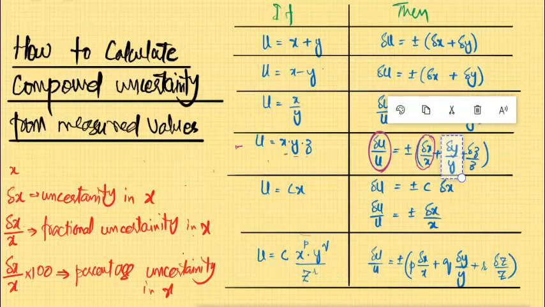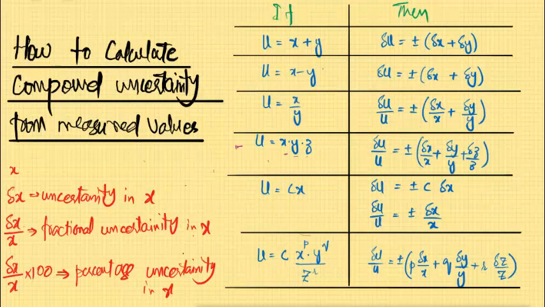Now don't worry about how these equations have been derived, because right now I'm just going to teach you how to read these expressions. Similarly, if u equals a constant c times x, then I have two formulas. One formula is for the uncertainty of u. This will be read as uncertainty in u equals plus minus constant times the uncertainty in x. Similarly, this will be read as fractional uncertainty in u equals plus minus fractional uncertainty in x. So for example, if in the exam they are asking about the error in u, then you will use this formula. If they are asking about fractional error in u, then you will be using this formula.